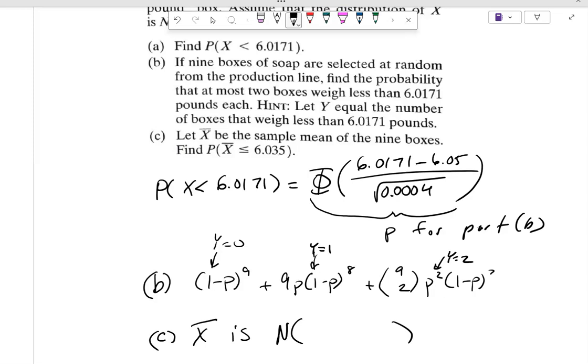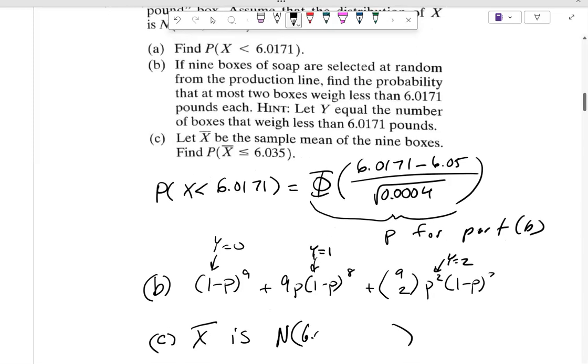We're doing the mean of 9 boxes, and it asks you what's the probability that the mean is less than 6.035. I know it's normal because we just said the mean of independent normals is normal, right? What's the mean of the means? It's just the mean, right? Which is 6.05 in this case. What's the variance of the means? Yeah, it's the variance over n, which is 9 in this case, right?